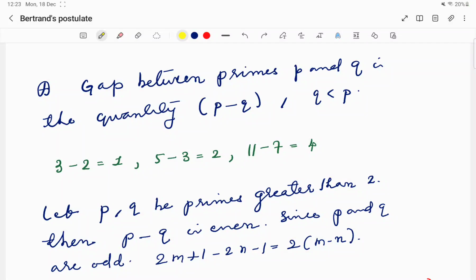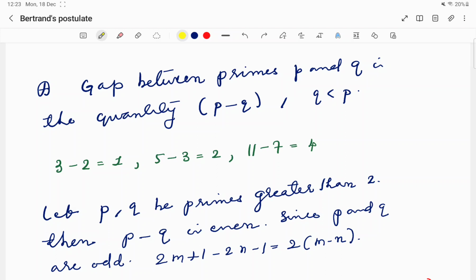So in this video we are going to see what is Bertrand's postulate. And before that we are going to see the gaps between primes, the definition, the results, the research progress, and then finally we will try to prove Bertrand's postulate. So in this part we will be doing the statement and the initial part of the proof.